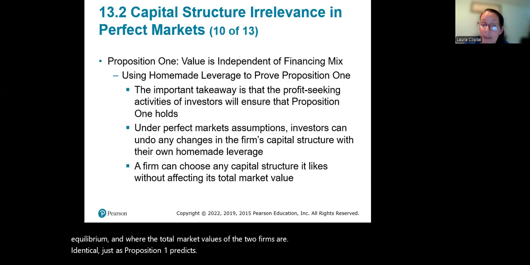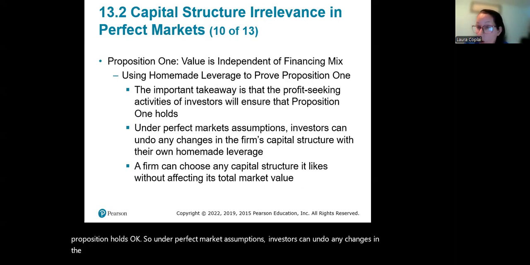The important takeaway is that profit-seeking investors will ensure that this proposition holds, okay? So under perfect market assumptions, investors can undo any changes in the capital structure with their own homemade leverage, and a firm can choose any capital structure it likes without affecting its total market value.